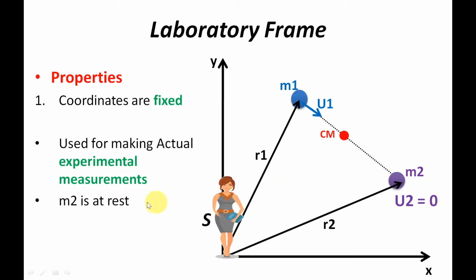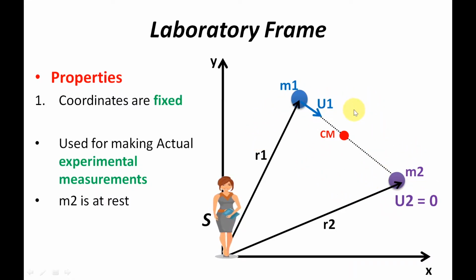For the next parts of this presentation, we are going to make a consideration that m2 is at rest. Throughout this presentation we are going to consider the collision in which one particle will be at rest, because it is going to make the explanation simpler. So let's now move on to the center of mass frame of reference.